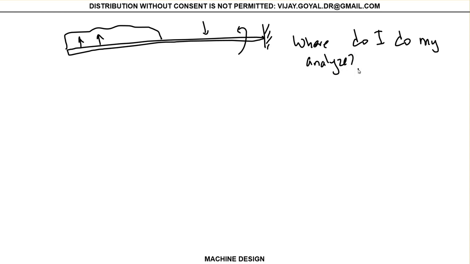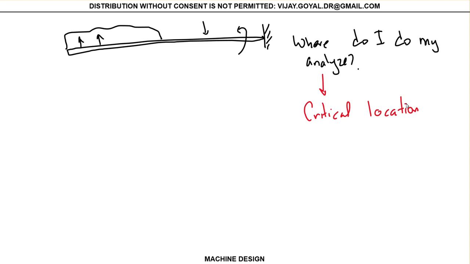If there was a way to find where the critical location is, and I did the analysis at the critical location, then we can basically say that if I do everything there, I'm sure the rest of my structure will be safe. So where do I do my analysis? That takes us to the next point: your analysis is done at the critical location. So how do I find my critical location?